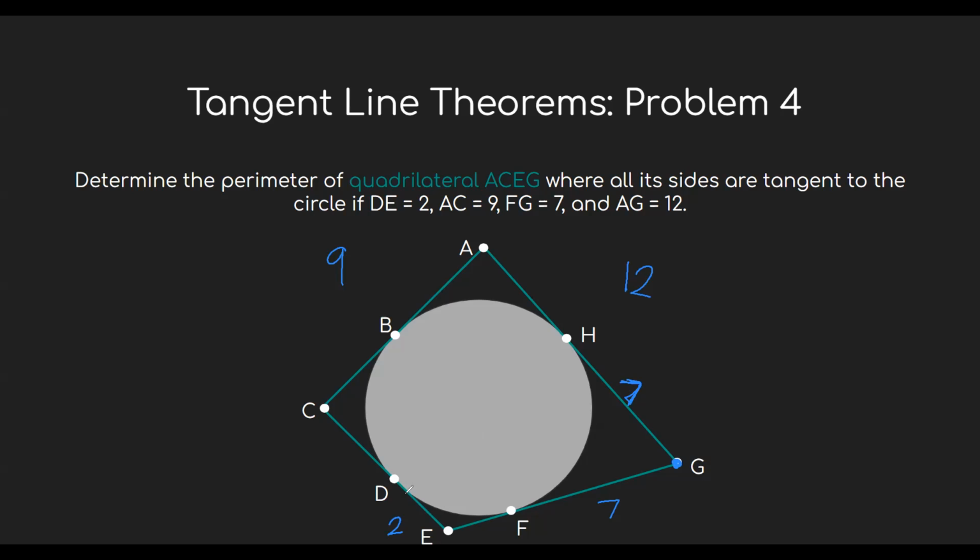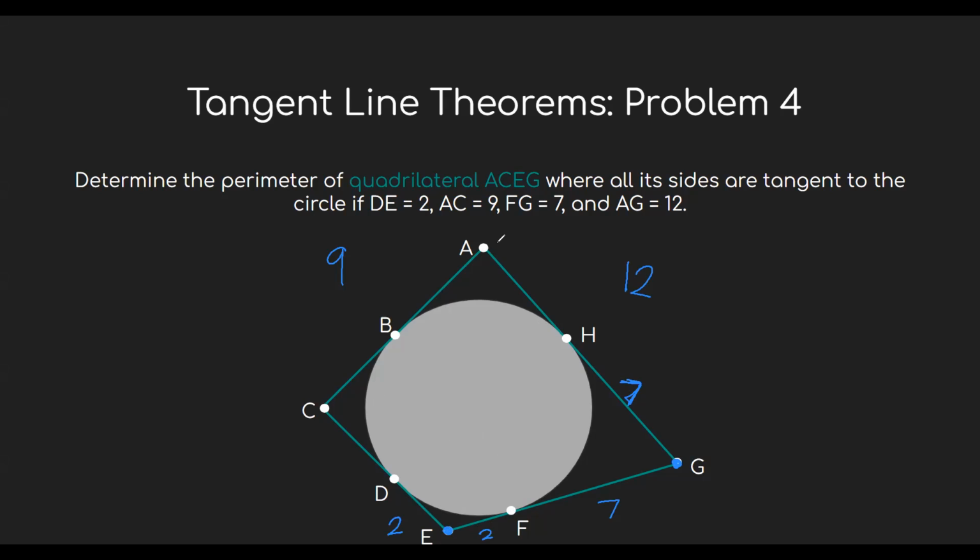Now, we can do this on another one, right? So we have DE, and we know that DE is a tangent line that meets at an external point with EF, which means that they have the same length. So EF must equal 2. Okay, well, that looks like everything we have so far.